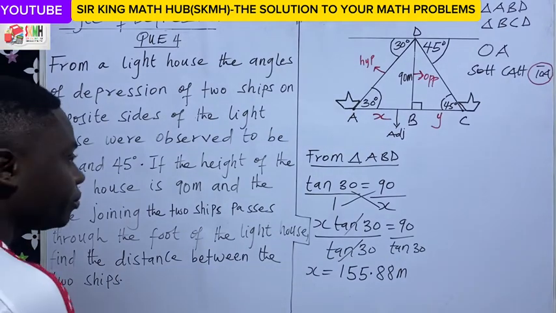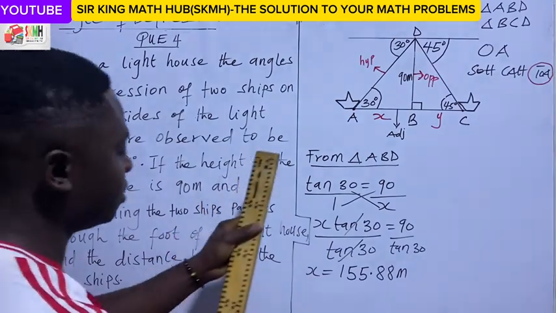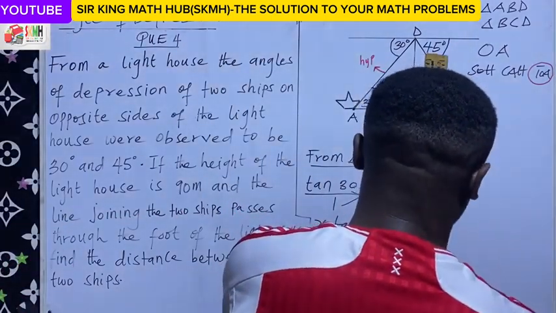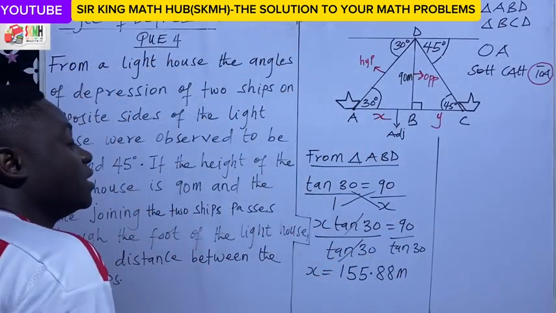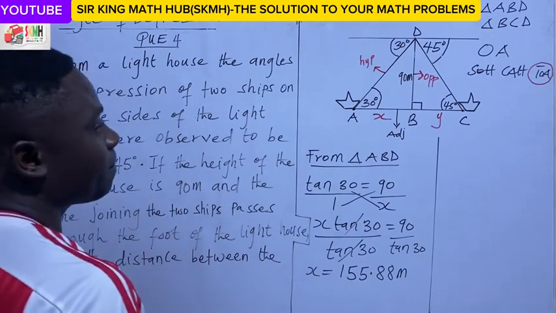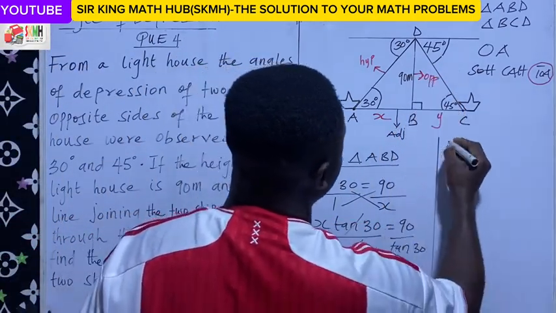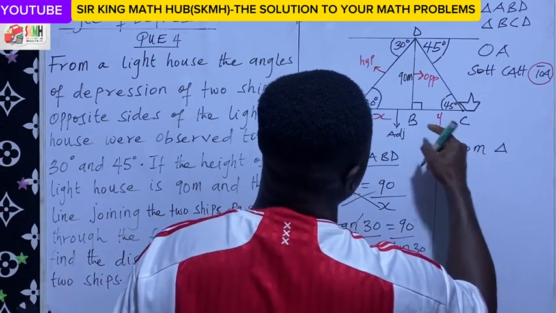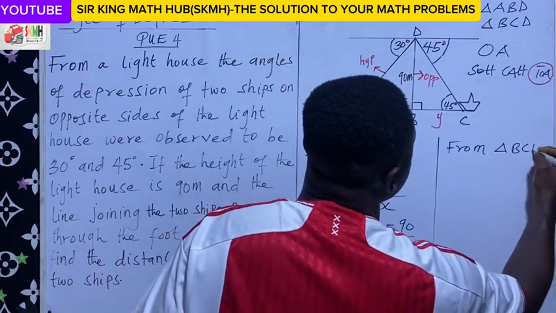Now again, let's also calculate the distance from point B to point C. In this case, the distance y. So we have to use the second right angle triangle, which we named triangle BCD.